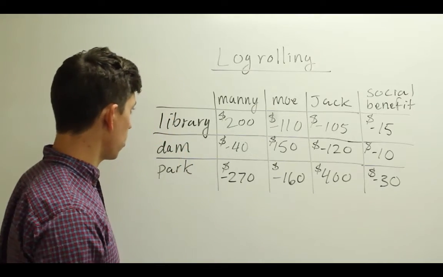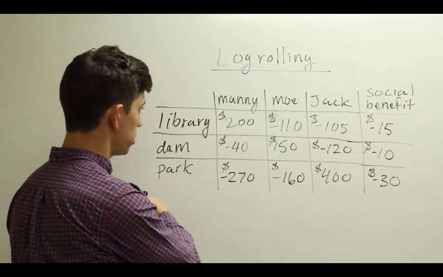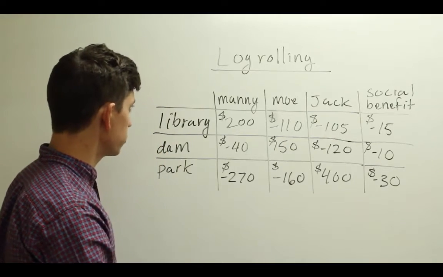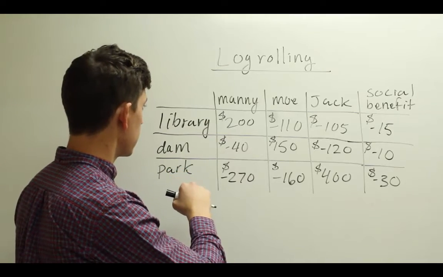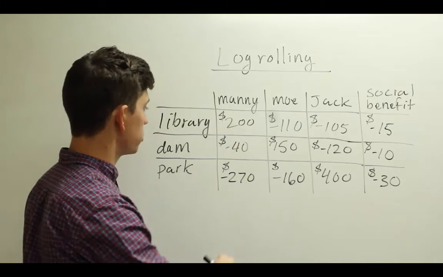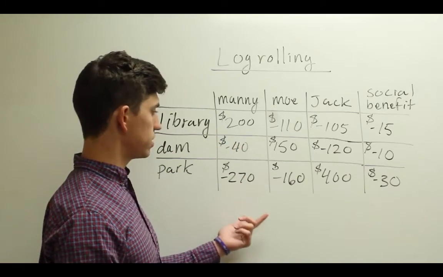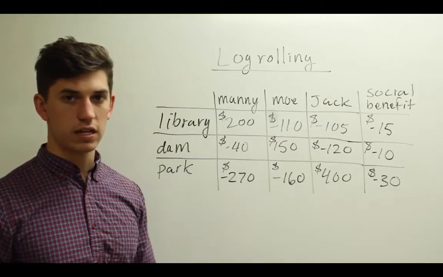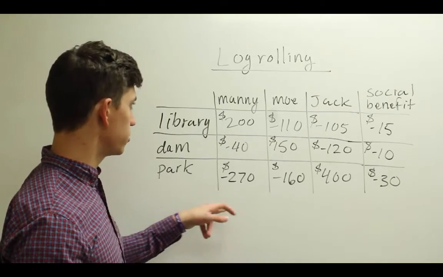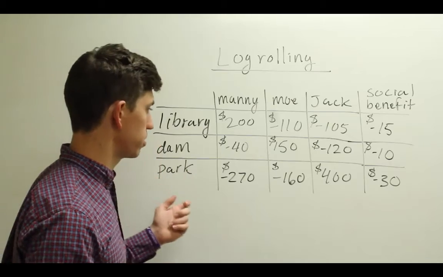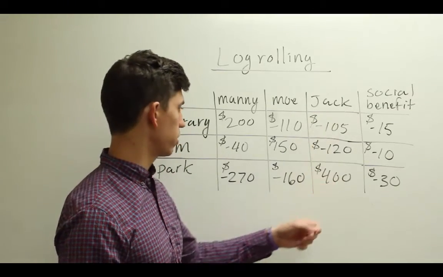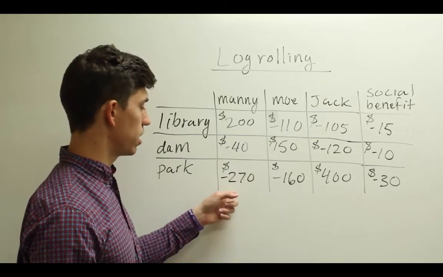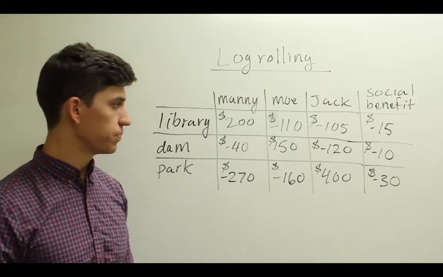So let's check now between the library and the park. Right, so Manny's going to get a net benefit, positive benefit of 200, but he's going to lose 270 from the park. So again, you couldn't get Jack and Manny to trade votes for the library and the park, because even though Jack is going to get a positive net benefit from that deal here, Manny's going to get a negative net benefit.